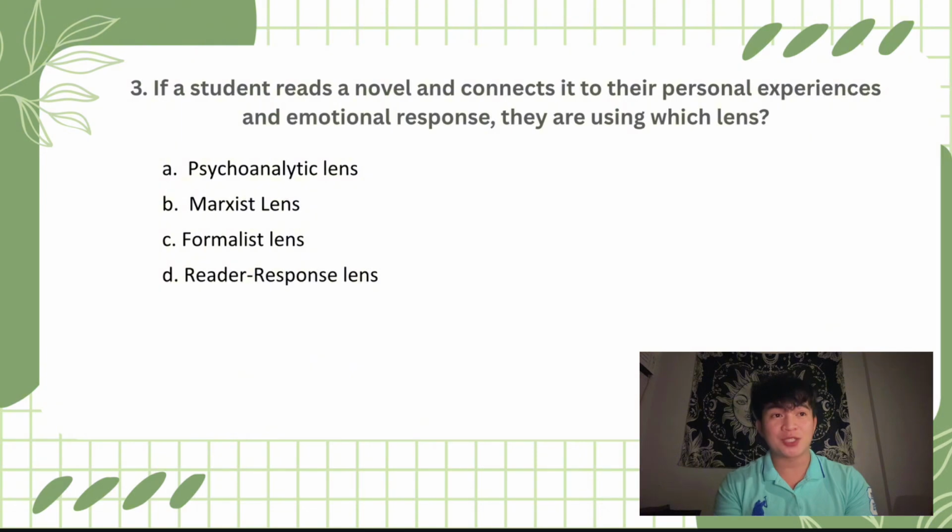Now let's have question number 3. If a student reads a novel and connects it to their personal experiences and emotional response, they are using which lens? A. Psychoanalytic lens. B. Marxist lens. C. Formalist lens. D. Reader response lens. I'm gonna give you 5 seconds to answer.